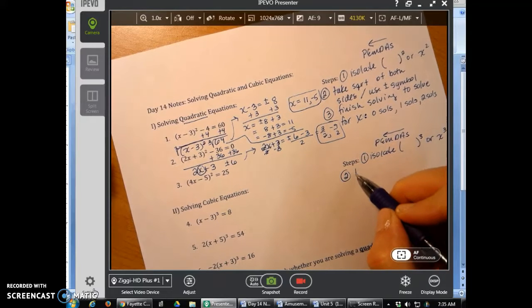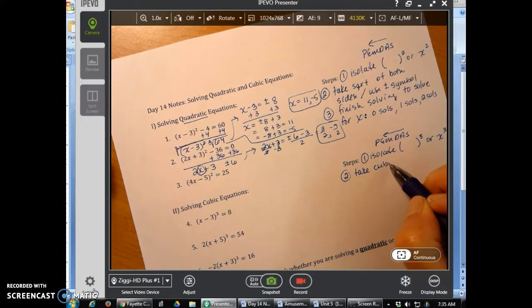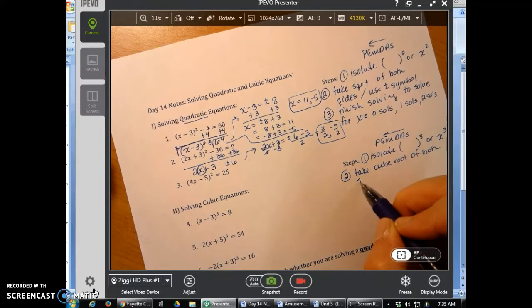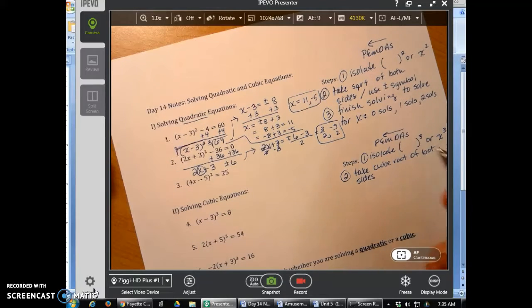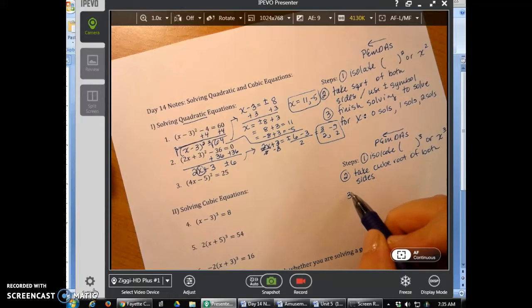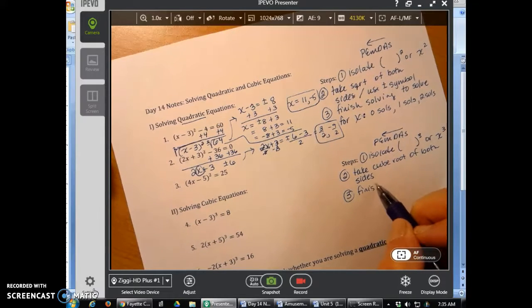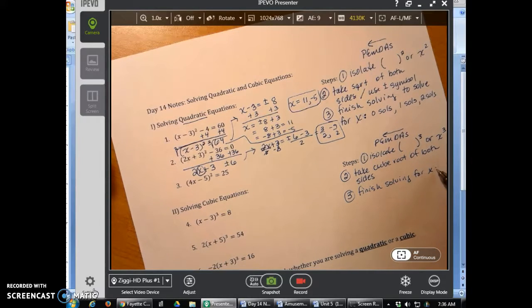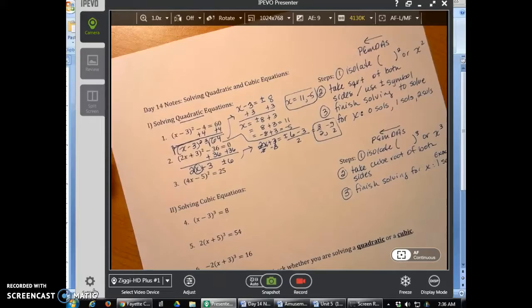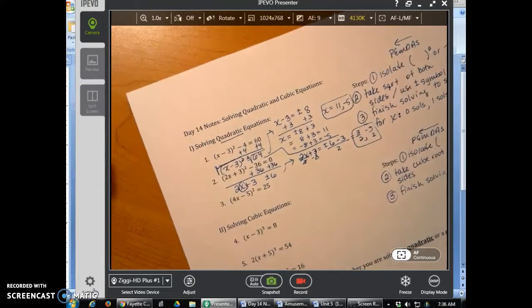Step 2 will be to take the cube root of both sides. And I do not need a plus minus symbol here. It's because of the shape of the quadratic versus the shape of the cubic. And then step 3 will be to finish solving for x, and you only get one solution. You will always get exactly one real solution for these. So I just want to tell you about that. Okay, so let's do this first one.